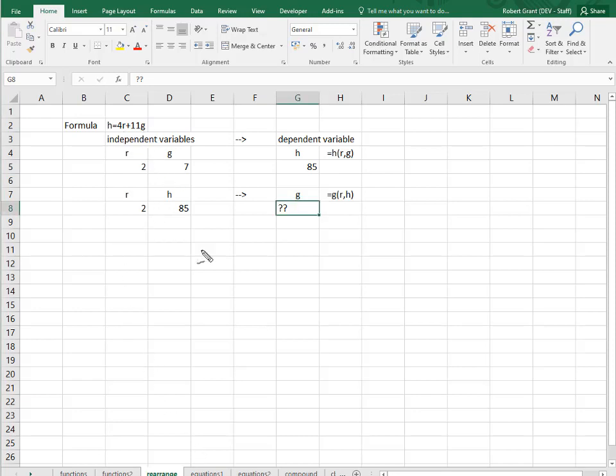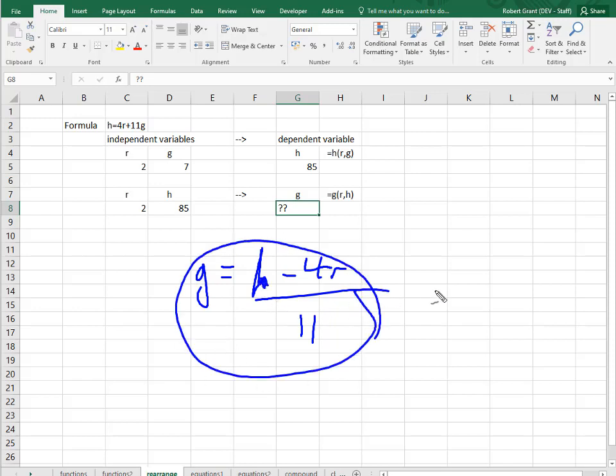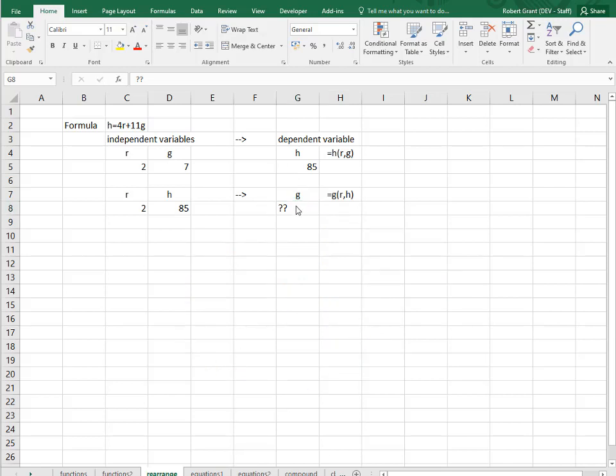So obviously we need to rearrange this to make g equal to h minus 4r, and divide by 11. So h minus 4r divided by 11 should work. So you have to be able to put that into that cell. Unfortunately, as soon as I start typing, that disappears. So equals h minus 4 times r, which is going to be here, divided by 11.